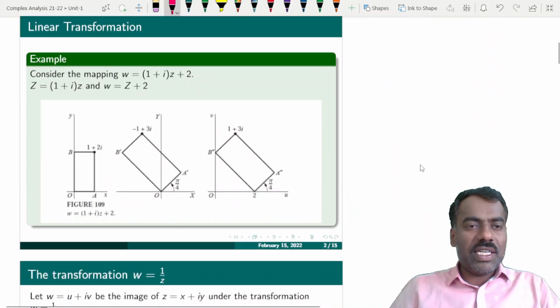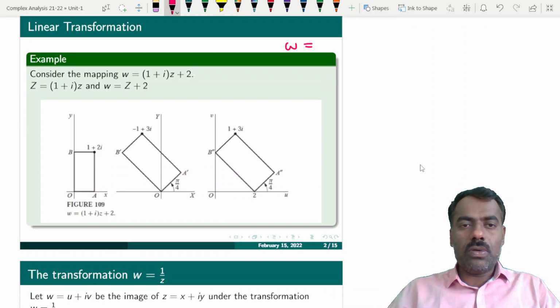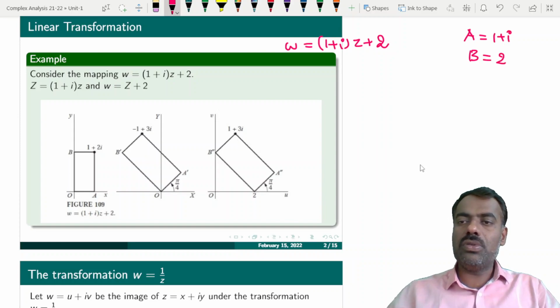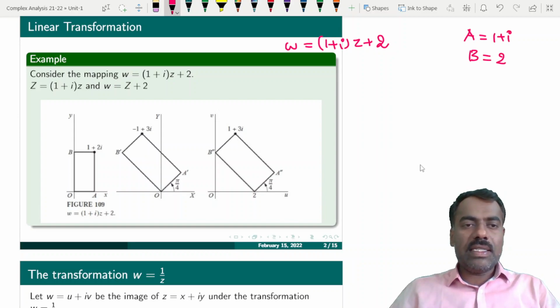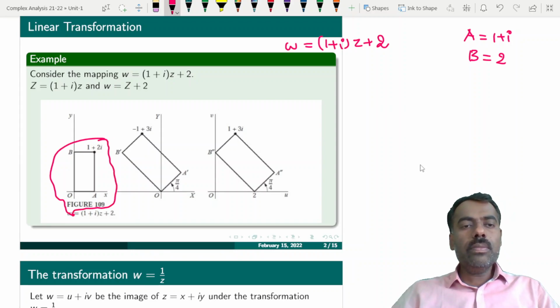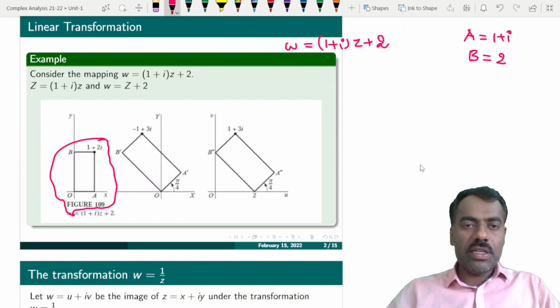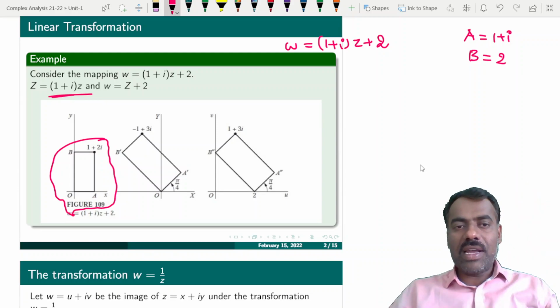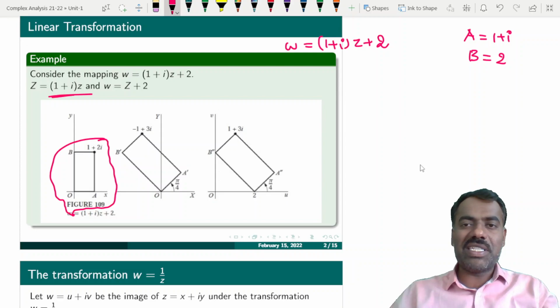Consider the map w equal to (1 plus i) times z plus 2. So our a is 1 plus i, which is a complex number, and b is equal to 2. Under this mapping, consider this rectangle. As I said, we can split this into two. First, the simple az, so I denote capital Z as (1 plus i) times z, and then our actual mapping is Z plus 2. That's all, translation by 2.